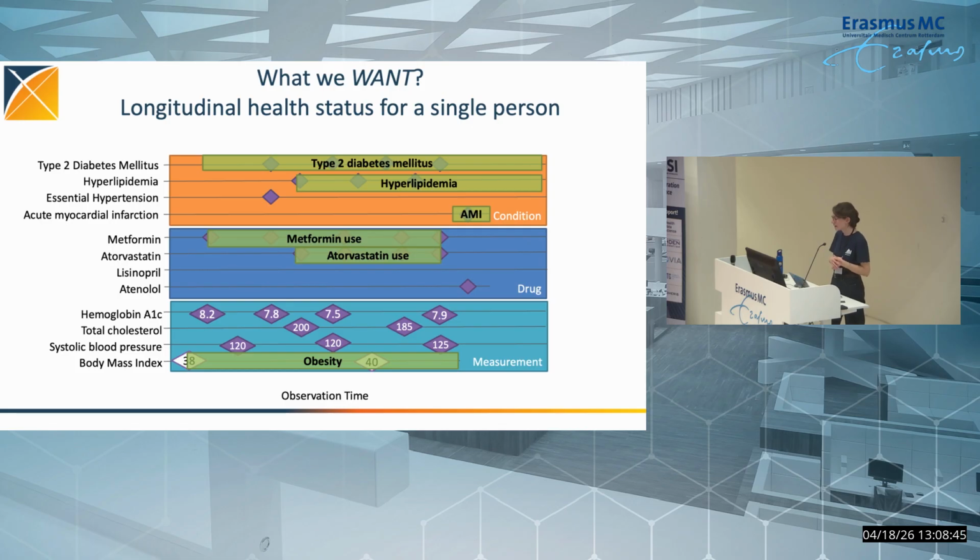Also, we have an acute event of acute myocardial infarction, and just from measurements at the bottom of the graph, we can see that this patient has 2 measurements of body mass index defining obesity. So these are all the conditions that we could infer for this patient, looking back at the real-world data from this patient.